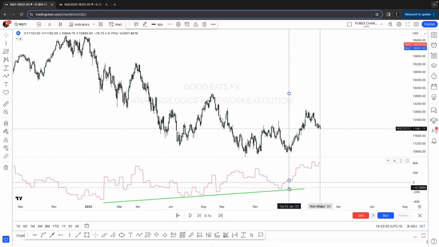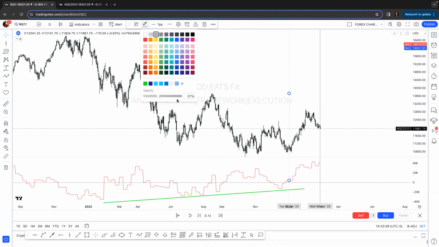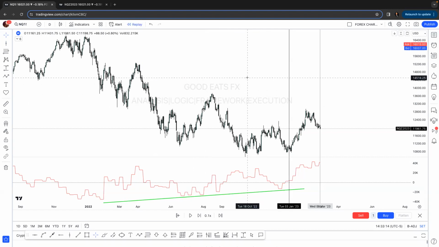I want to highlight this because this is a study. We have to look in hindsight. I'm not claiming to talk about the current. I'm talking about this is a study. Okay, so this is 2023.